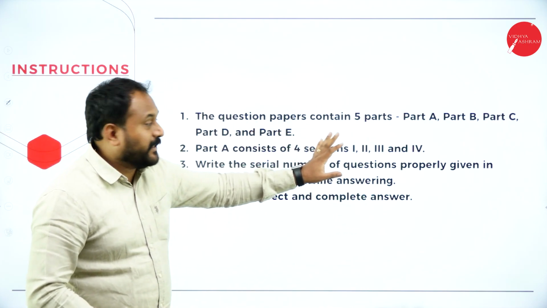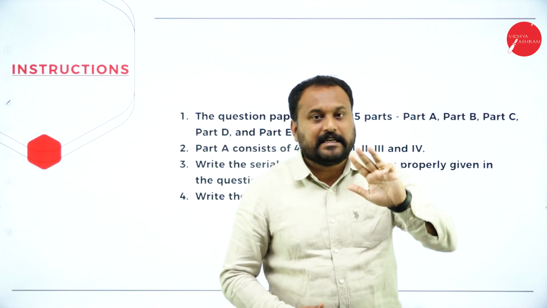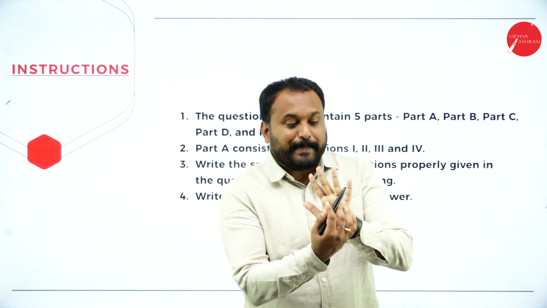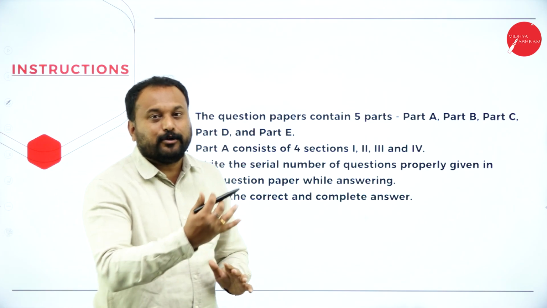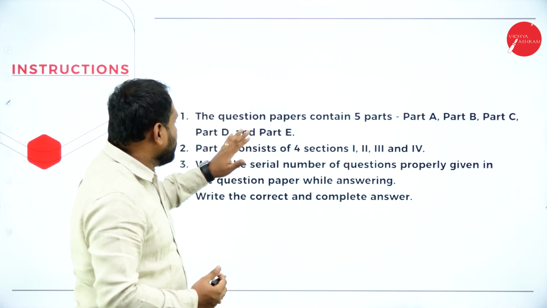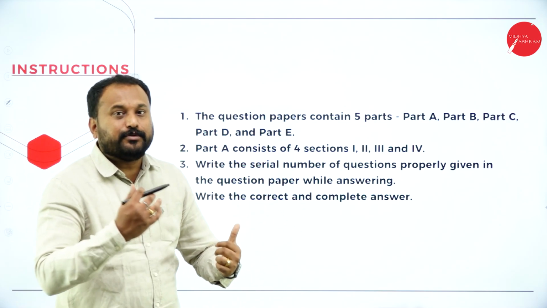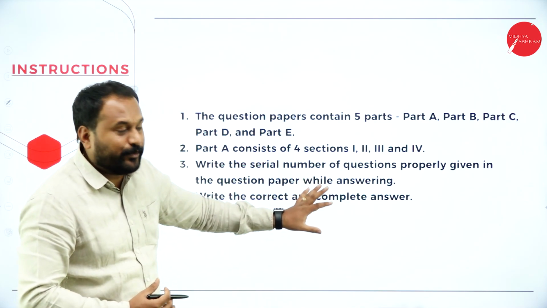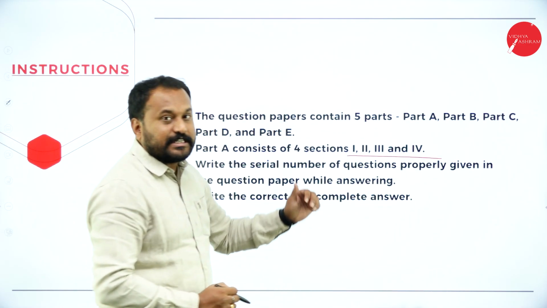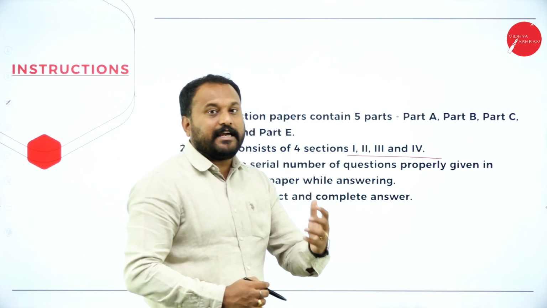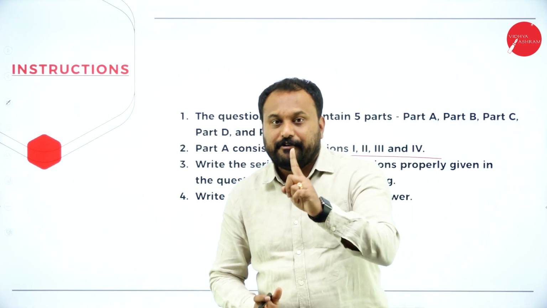The question paper contains 5 parts, namely A, B, C, D, E. And we all know that part E is all about the POQ question, that is practical oriented question. So here part A consists of 4 sections. This is a new scheme which you are supposed to get prepared and thorough with. Now part A consists of how many marks? It is only 1 mark.